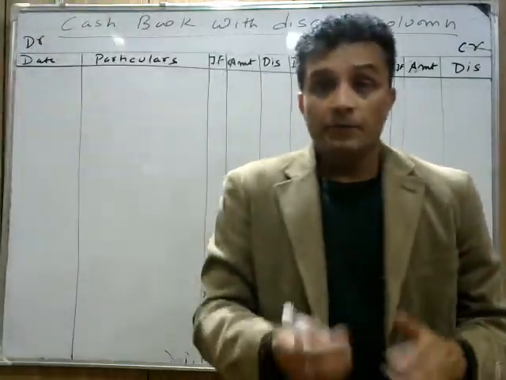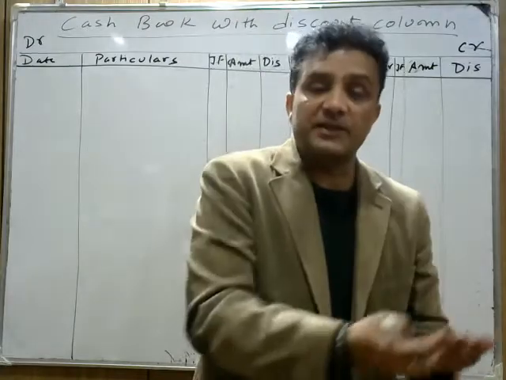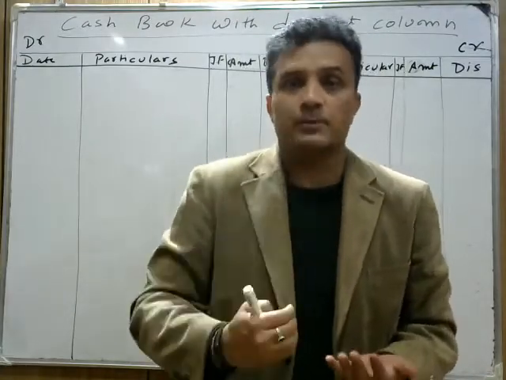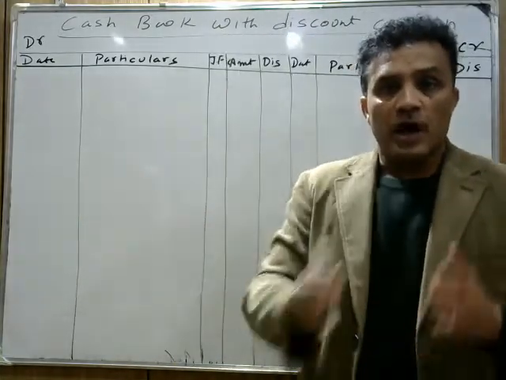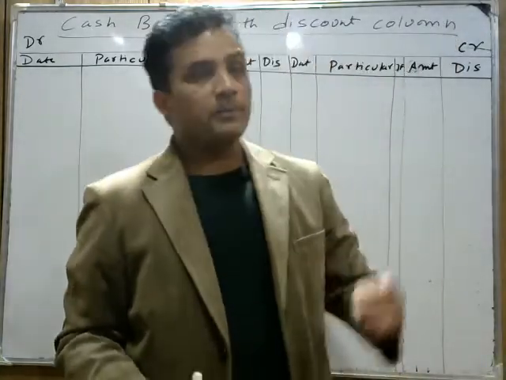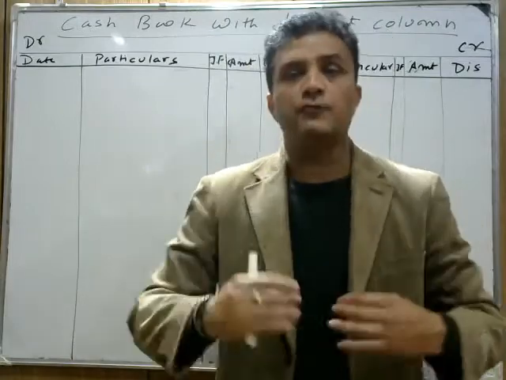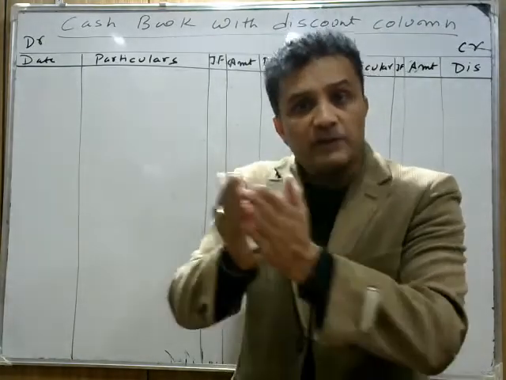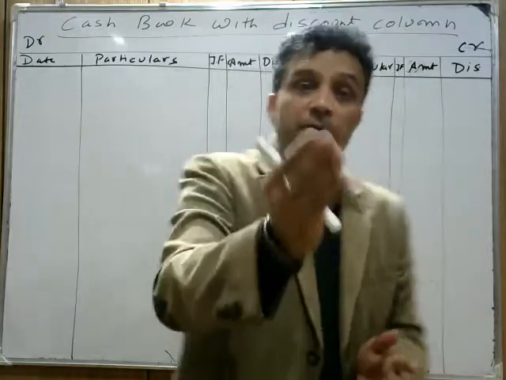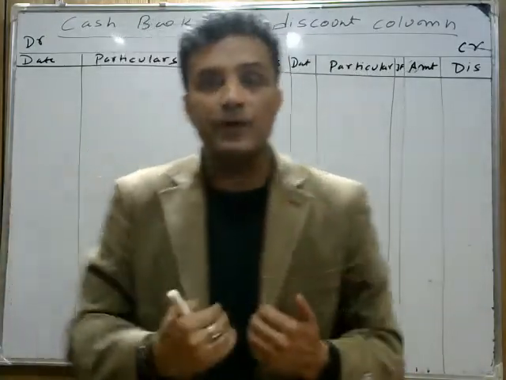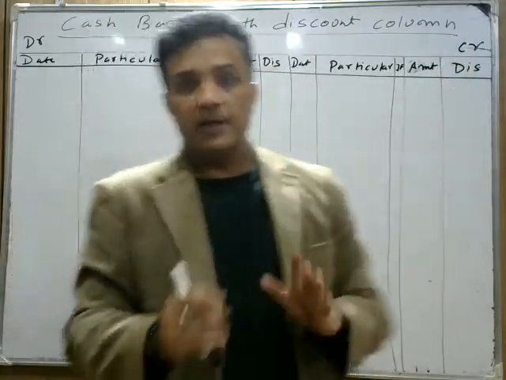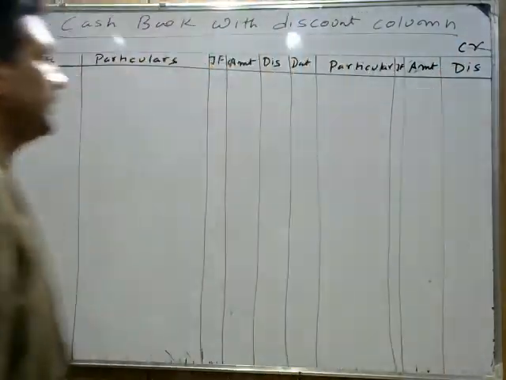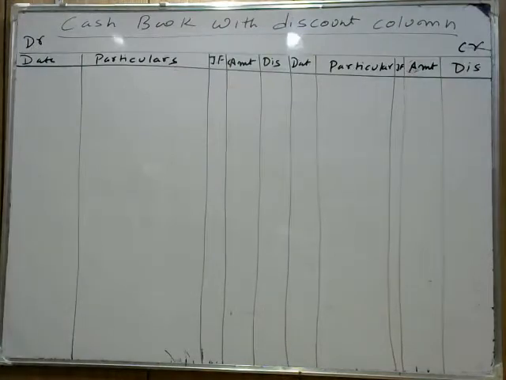Whenever we pay cash in full settlement, we receive discount. Suppose we had to pay a particular creditor 10,000 rupees and we pay 9,000 in full settlement, it means we get 1,000 rupees discount. So whenever we receive discount, it's an income for us, and all incomes are credited. So income comes on the credit side. I hope this part is clear. Please note down these terms. This is the particular format of the cash book with discount column.